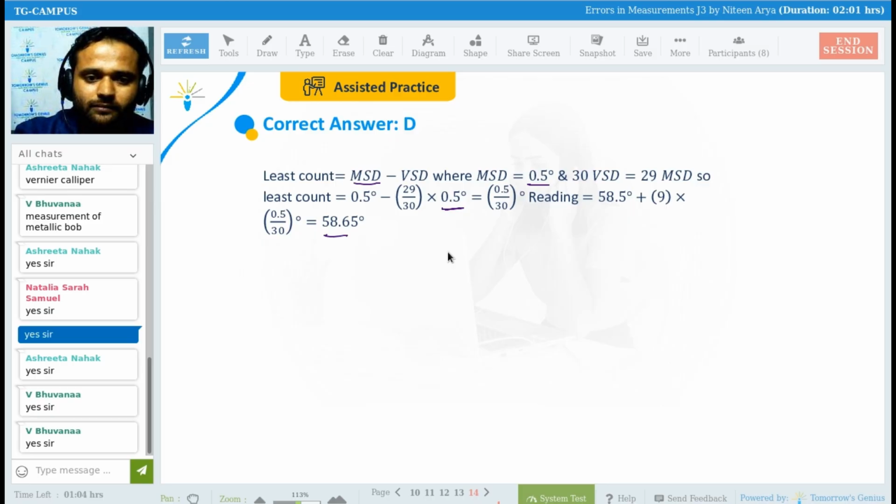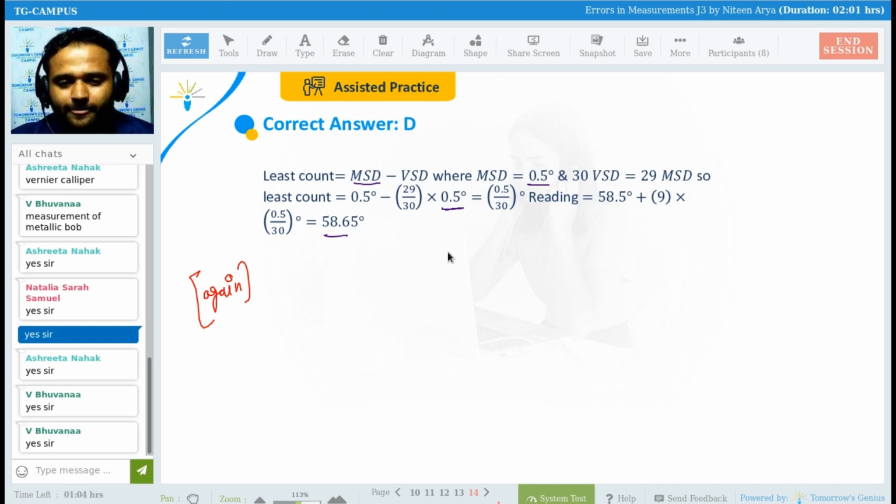Okay, this is going to be done again when we are clear with the concept of this least count and instance. Because right now you are not going to understand.